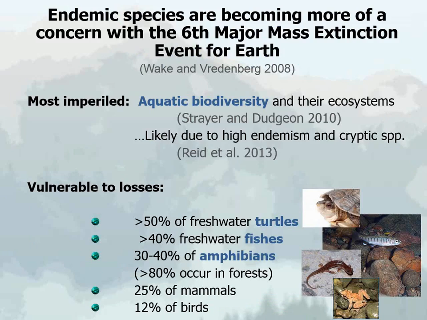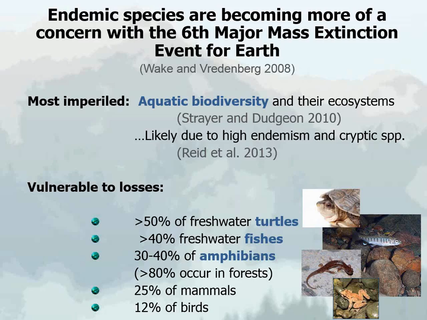For the species, the ones that top the list of species of concern are those that are endemic species, native species, and those endemic to a region. Endemic species are becoming more and more of a concern as time goes on, and some people believe that we are in a 6th major mass extinction event for the entire Earth.